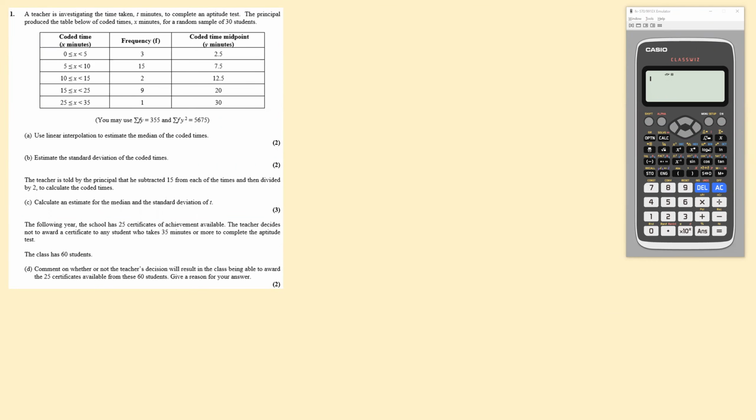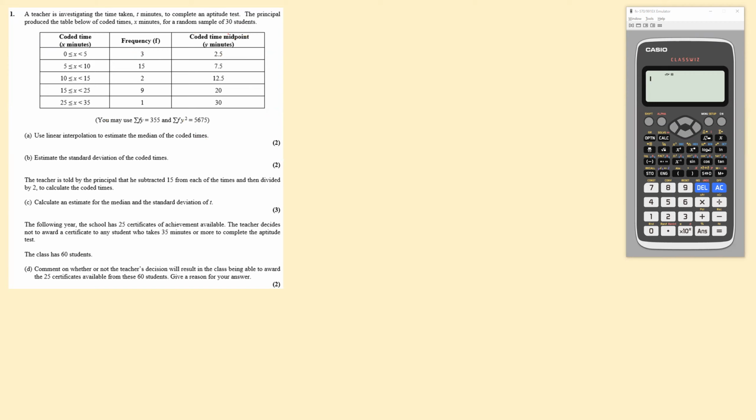Okay, so for question one, let's have a look. We've got a teacher investigating the time taken to complete an aptitude test. The principal produced the table below of coded times for a random sample of 30 students. Use linear interpolation to estimate the median of the coded times.